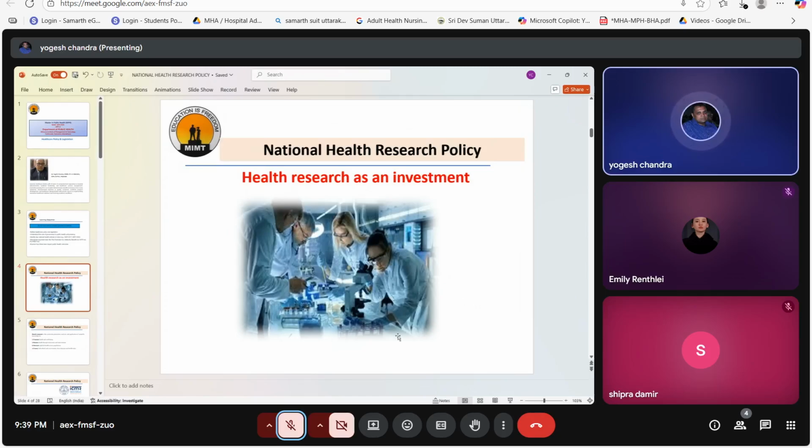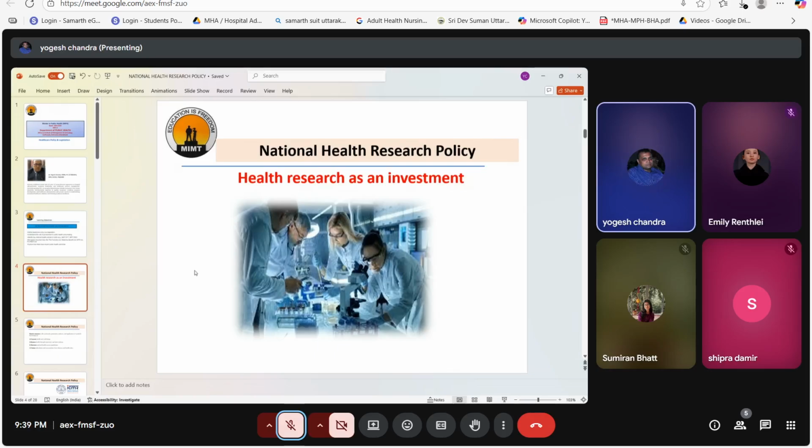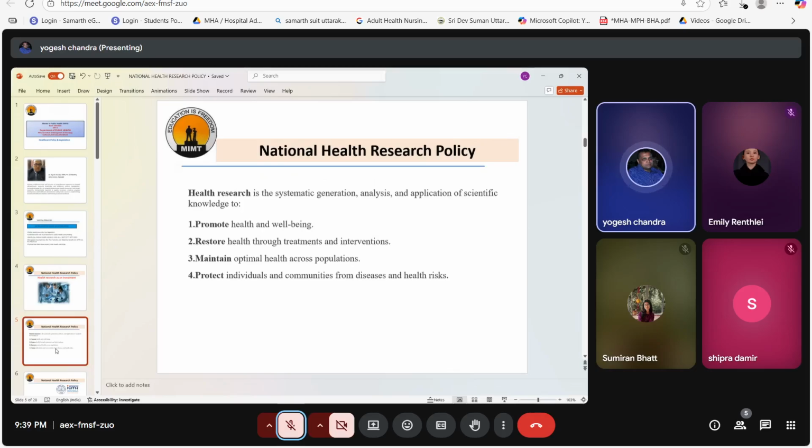That's why we need some kind of research policy, which can stabilize the system and research activities, so that we know where we are, and whatever research findings we have produced, how beneficial and how useful they actually are. And if it is useful for some portion, then it can be implemented in the other. So that is the purpose of this national health research policy, and it is a kind of systematic generation, analysis, and application of scientific knowledge.